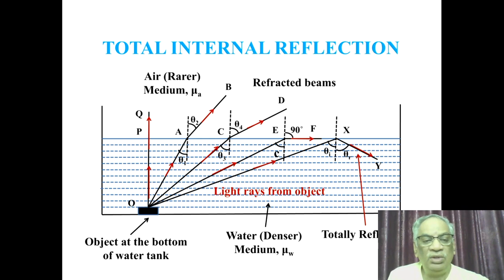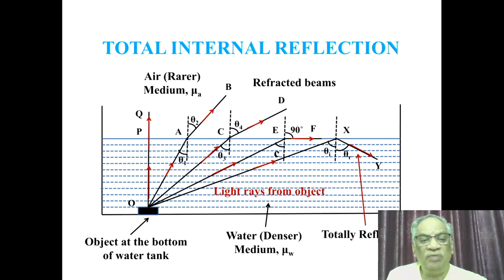And for the ray OC, the angle of incidence becomes the critical value, that is C, for which the angle of refraction becomes 90 degrees at the point E, and the refracted beam travels along the water level, that is the water-air boundary surface, as EF.